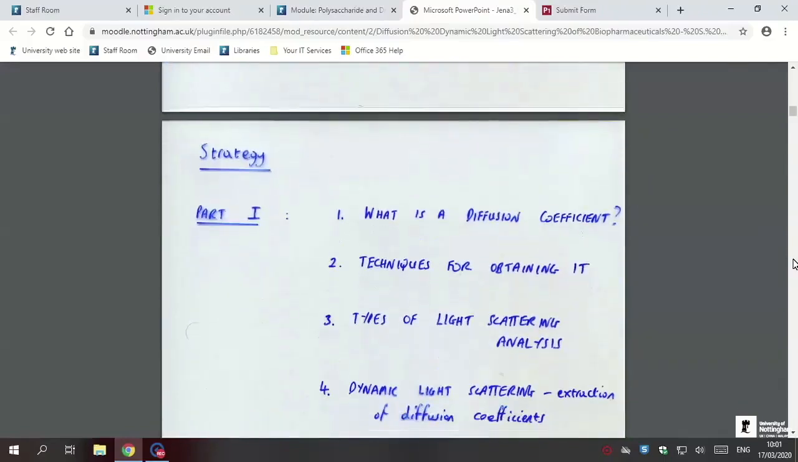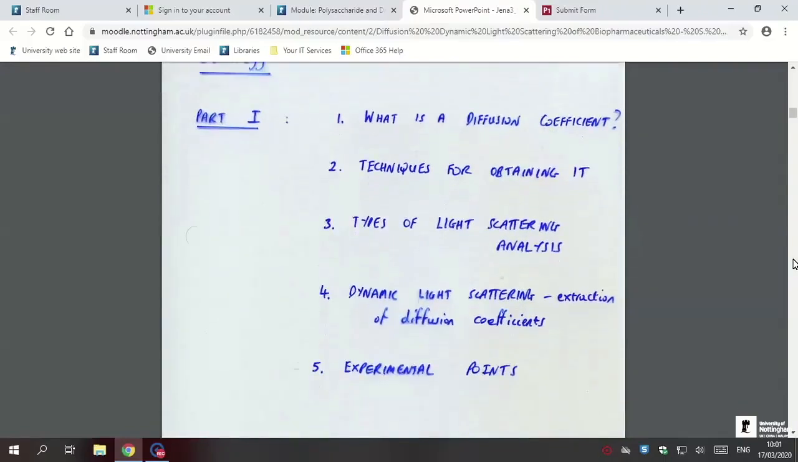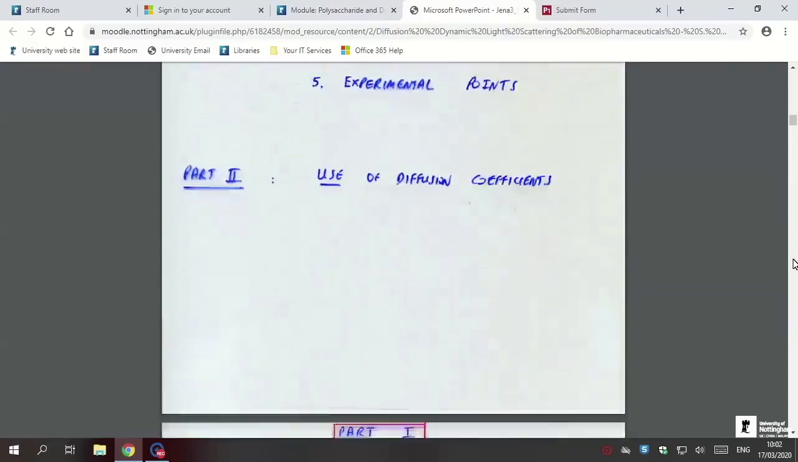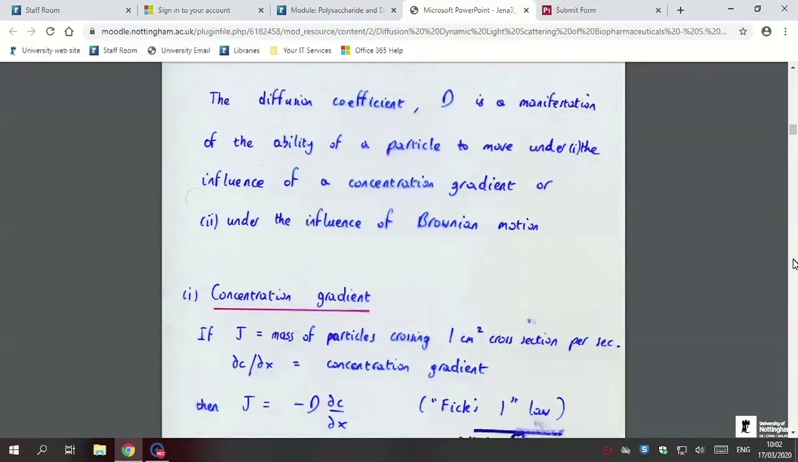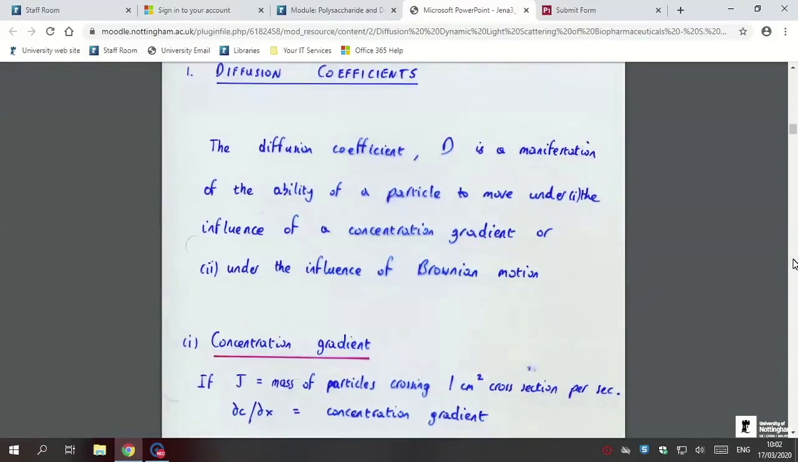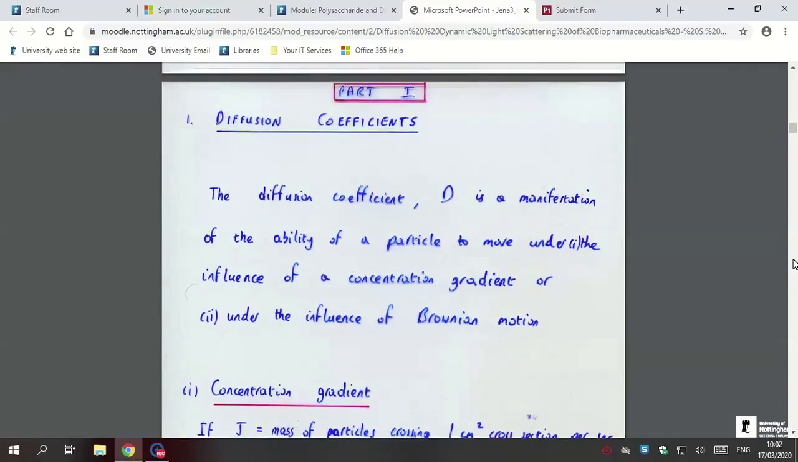So what we're going to do is just go through the diffusion coefficient, techniques for obtaining it, and discover some experimental points. It's not the only technique, DLS. When I say DLS, I mean dynamic light scattering for measuring diffusion coefficients, but it's the most important one. And then the uses. Okay, so this is a bit of theory. You don't have to reproduce this. This is just to show you where it comes from.